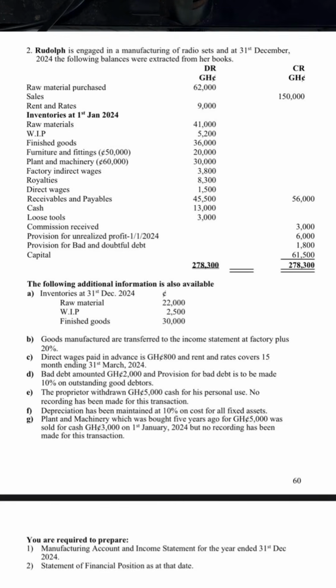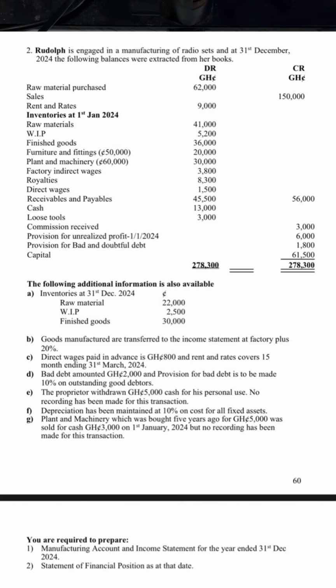Okay, additional information B is saying that goods manufactured are transferred to the income statement at factory cost plus 20%. I've already given a clear lecture on how to compute provision for unrealized profit in our previous videos. So you can go and check the videos that I've already uploaded. The heading is provision for unrealized profit. I have a detailed and in-depth lecture on that.